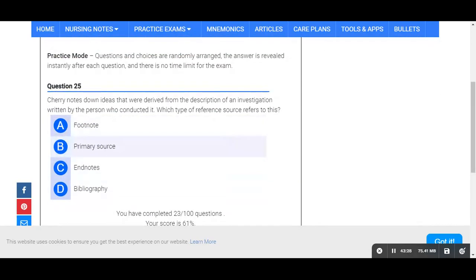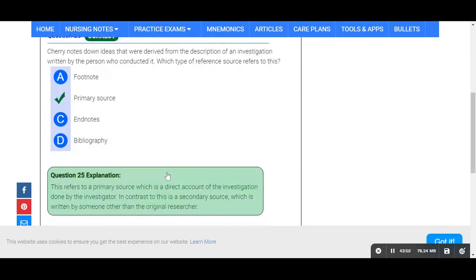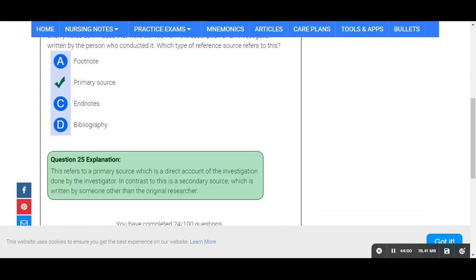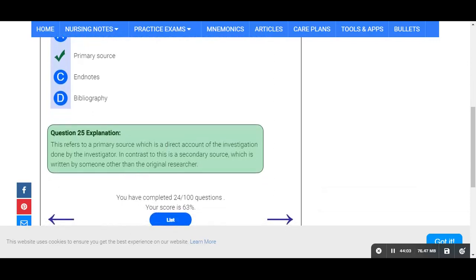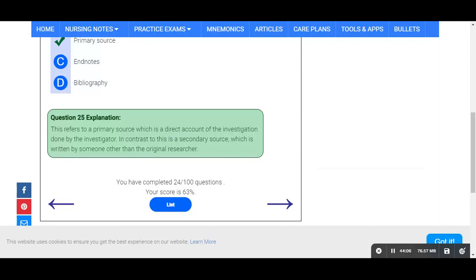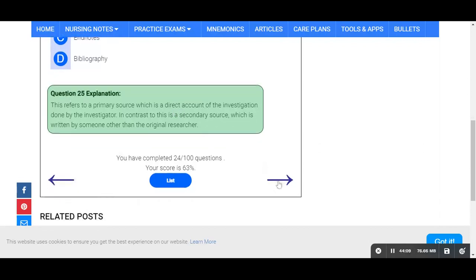Okay. Cherry notes down ideas that were derived from a description of an investigation written by the person who conducted it. Which type of source refers to this? Description of an investigation. Okay, this is an investigation, by the way. It's a primary source, a direct account of the investigation done by the investigator. In contrast is a secondary source, which is written by someone other than the original researcher.